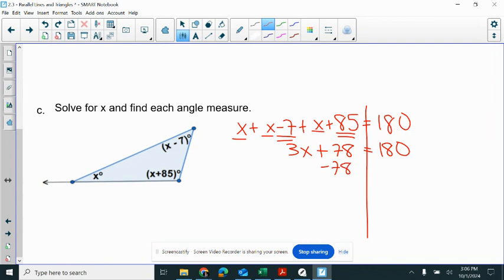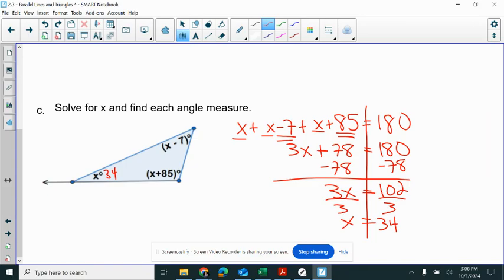Now it's a two-step equation, so I subtract the 78 from both sides. Divide by 3. We got 34. Then if I wanted to find these angle measures, I'm going to plug in 34 for x. So this angle would just be 34. This angle I would do 34 minus 7, and that would give me 27. And then 34 plus 85 would give me 119.